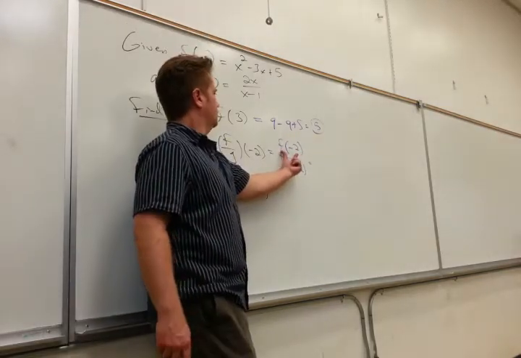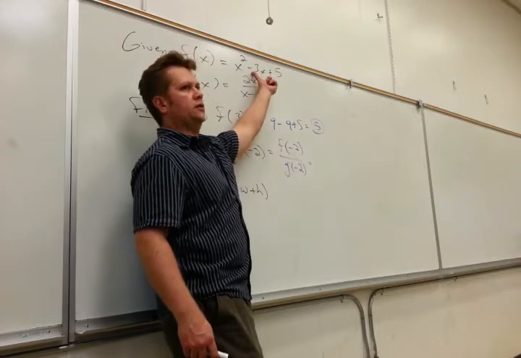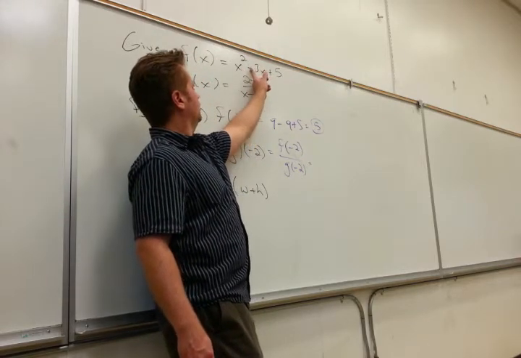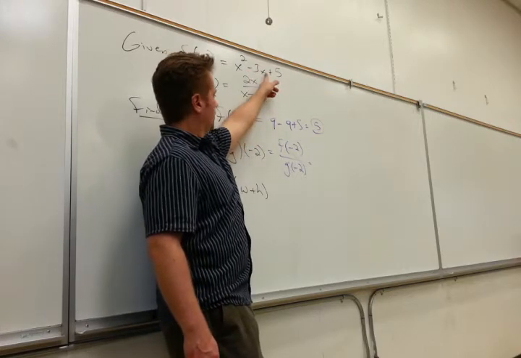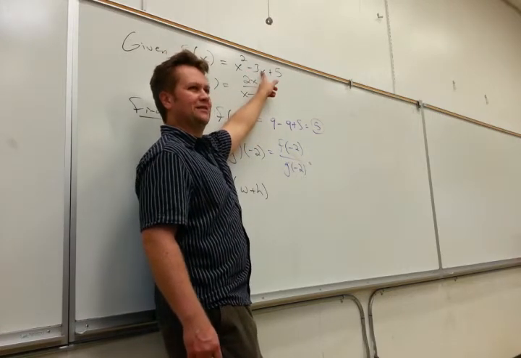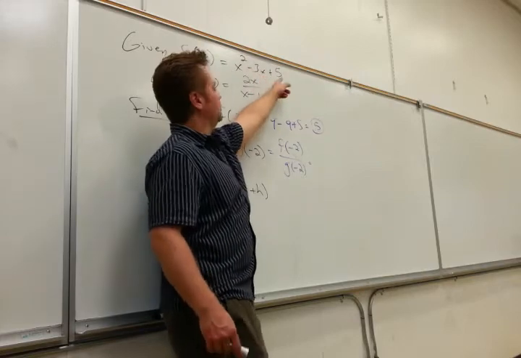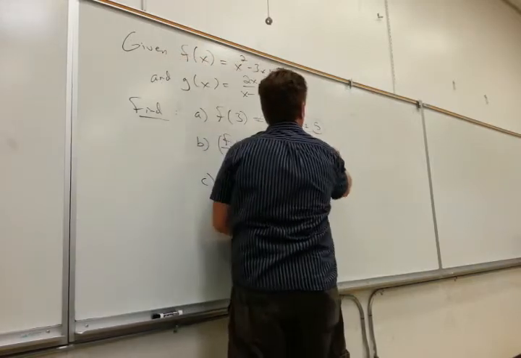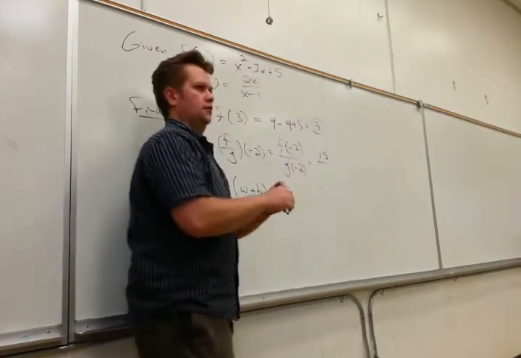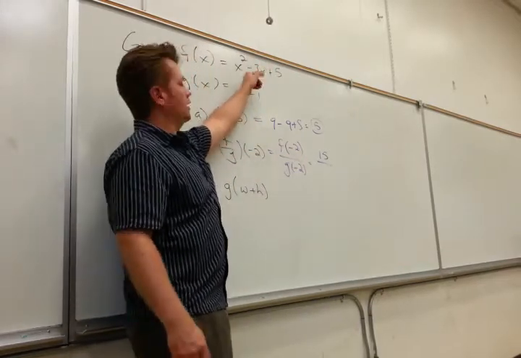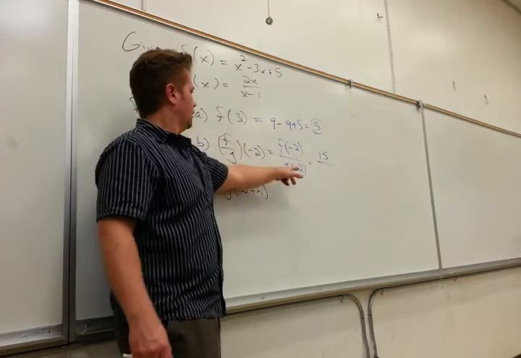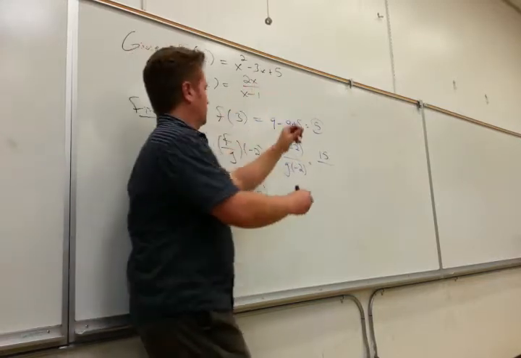This one. F of negative 2, you plug a negative 2 in. You have 4 plus 12, this is negative, plus 6. So that's 10 plus 5, 15. This is negative, so the middle term becomes positive. It's squared here, so that's also positive. G of negative 2 is a fraction.